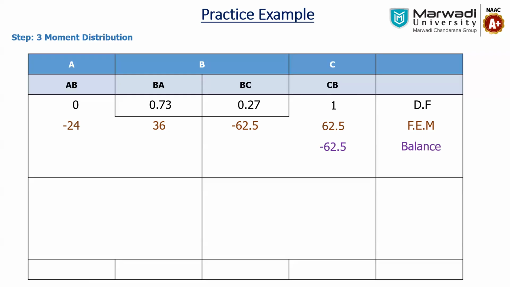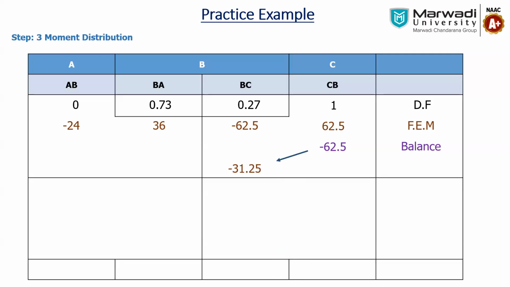If we consider the balancing of the CB, the far end is B, right? While that joint B is an intermediate support, so half the moment will be carried over to joint B. So that becomes minus 31.25. One by two carryover will be there, so minus 62.5 by 2 is minus 31.25.